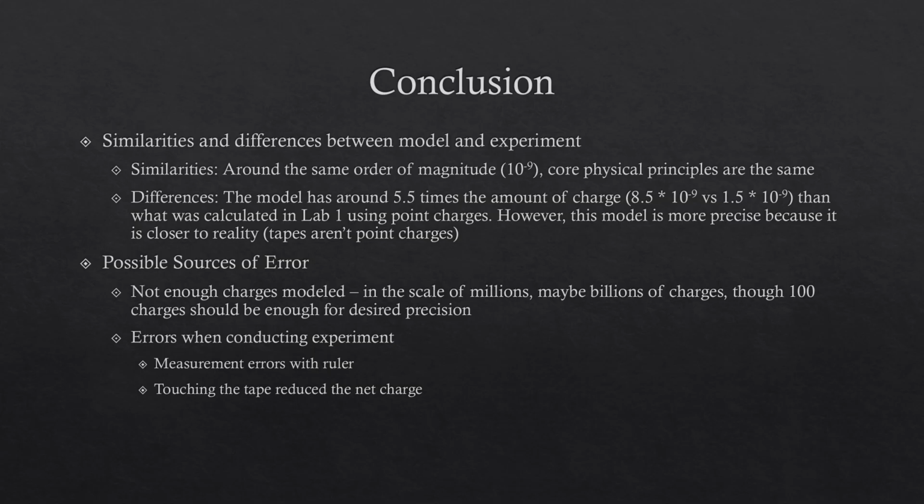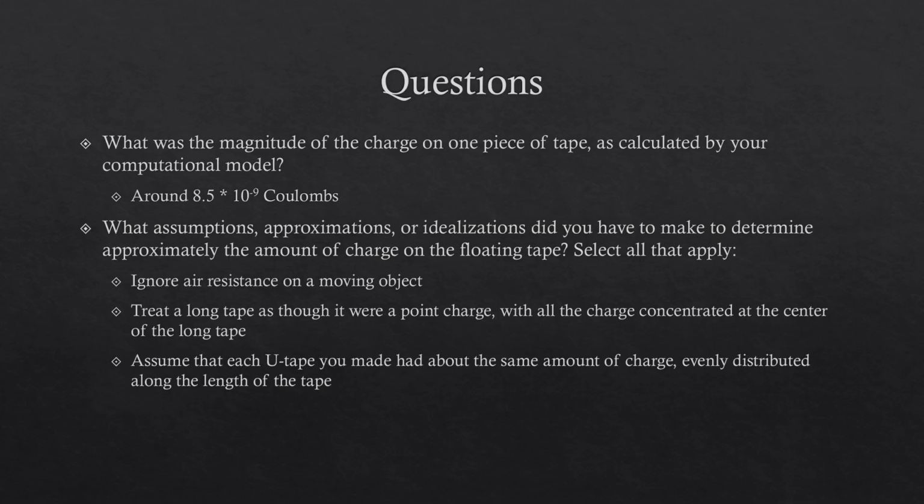Some possible sources of error include that we didn't model enough charges because an actual tape has probably millions or billions of charges, though 100 probably was enough for our use case. And then other sources of error come from the data that we measured in Lab 1, since there were probably measurement errors when we measured the separation distance between the two pieces of tape, and then us touching the pieces of tape also decreased the net charge.